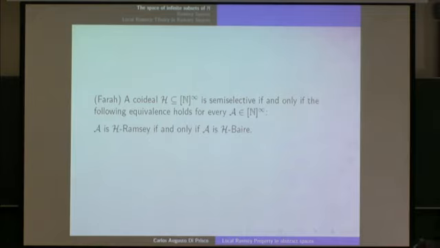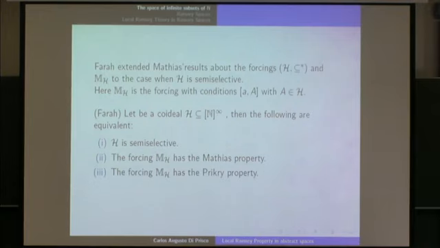So Farah showed that if the coideal H is semi-selective, then, as before, a set is Ramsey if and only if it is H-Ramsey if and only if it is H-Baire, but the semi-selectivity property is actually equivalent to this equivalence between these two properties. Farah also extended Matthias's results to semi-selective coideals.